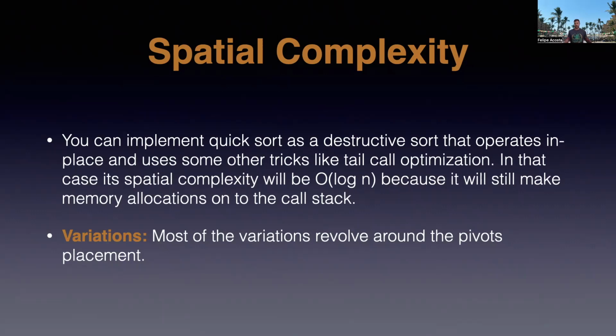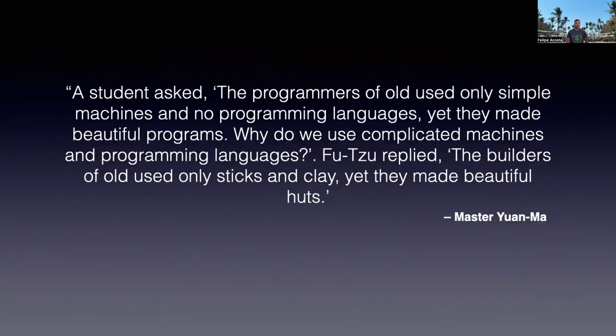Variations, all the variations are basically around the pivot, where the pivot placement is, right? So that's what different kinds of variations of quicksort can be written.